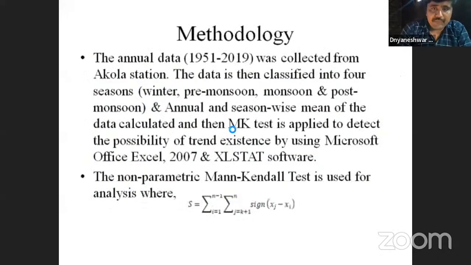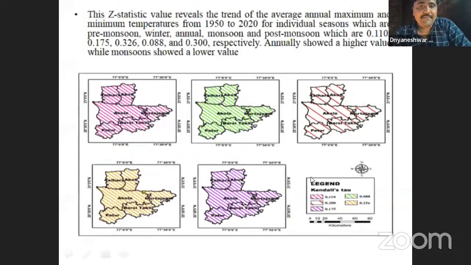The method that I have used is the Mann-Kendall test. This is a non-parametric test where we get the Kendall's tau value and the Sen's slope of the data. We have collected data from 1951 to 2020 from the Akola station. The data is classified into four seasons, that is winter, pre-monsoon, post-monsoon, and monsoon season. And lastly, we have calculated the annual trend of our data by using this Mann-Kendall test.